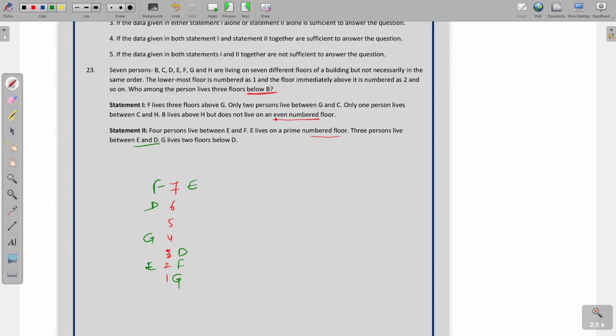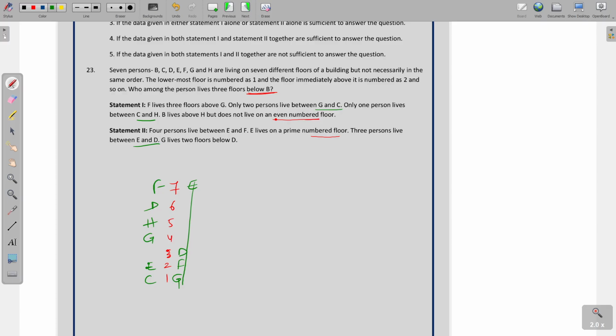F lives 3 floors above G. So here F lives 3 floors above G, but here it does not follow. Possibility 2 is not correct. Only 2 persons live between G and C. So between G and C there are 2 persons. Only 1 person lives between C and H.